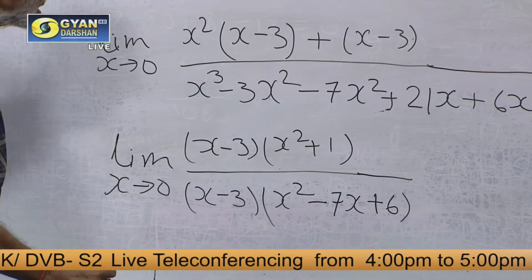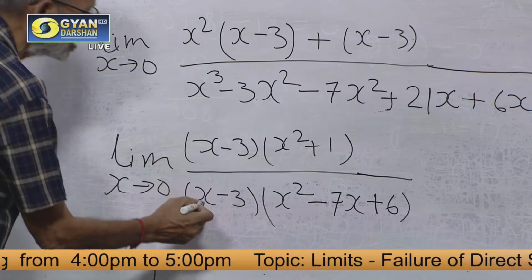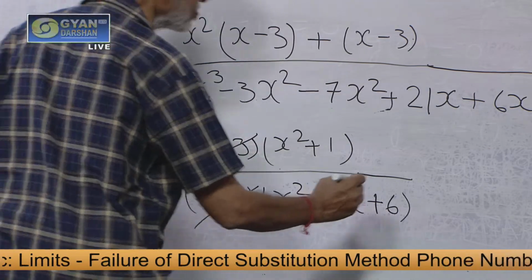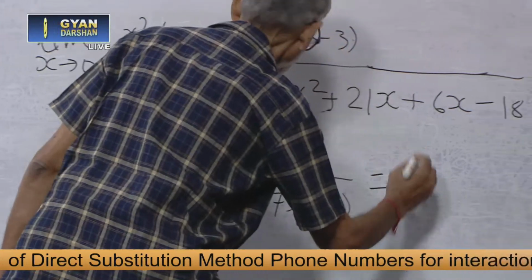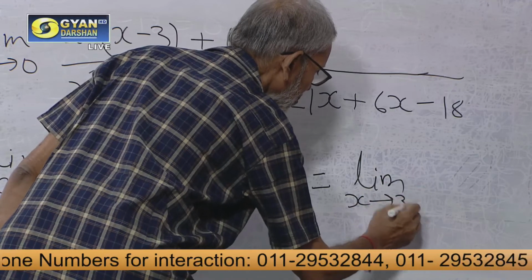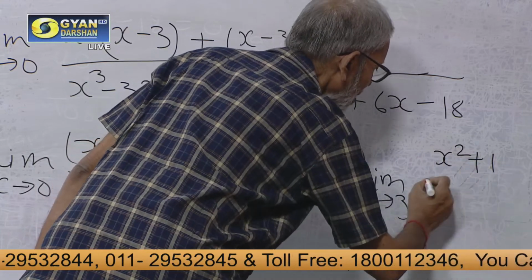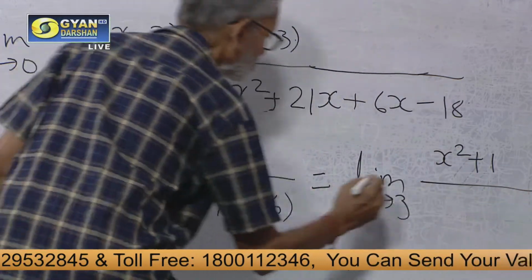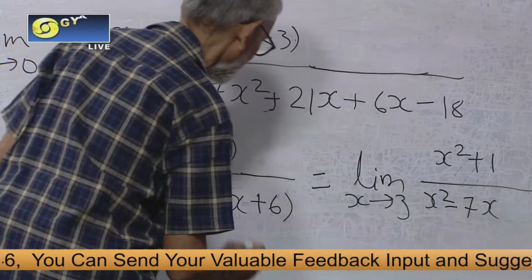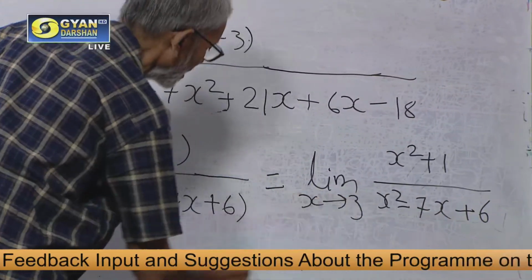Now, friends, you can see that in numerator and denominator both places x minus 3 is coming out to be a factor. So, we will cancel it out. Now this will become limit x tends to 3, x square plus 1 divided by x square minus 7x plus 6.